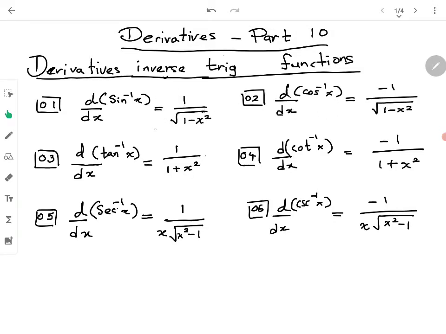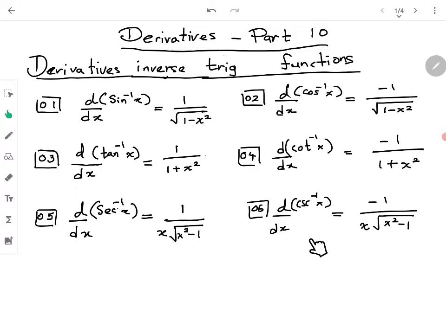So if you remember the formula for the sine inverse's derivative, the cosine inverse's derivative is the negative of that. Then the next formula is for the tan inverse. The derivative of tan inverse is 1 over 1 plus x squared. Then the derivative of cotangent inverse is negative 1 over 1 plus x squared, similar to sine inverse and cosine inverse. If you remember the tan inverse derivative formula, the cotangent inverse derivative formula is the negative of that.